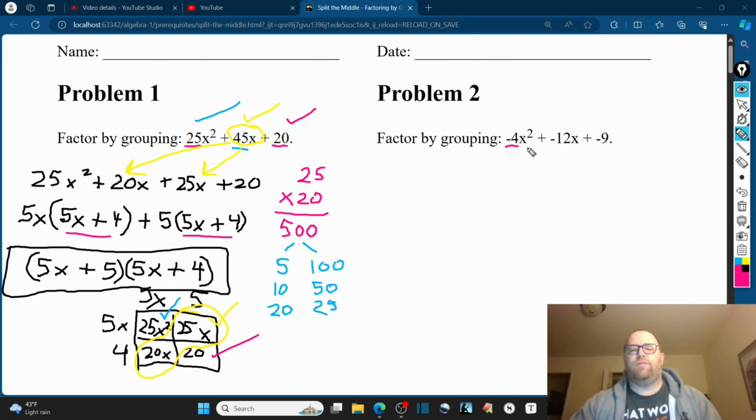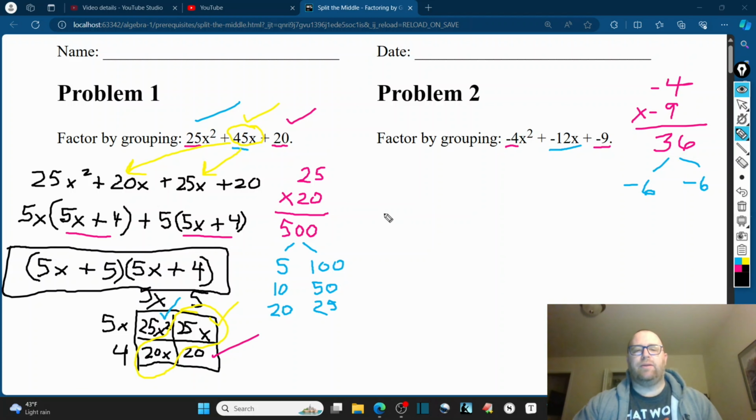So we're going to take -4, multiply that by -9. So -4 times -9 is positive 36. Next up, we want the factors of 36 that add to -12. Well, I can quickly think if I do a negative times a negative, so -6 times -6 will give me positive 36 and add to -12.